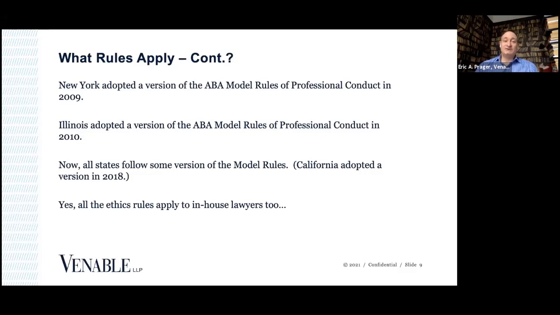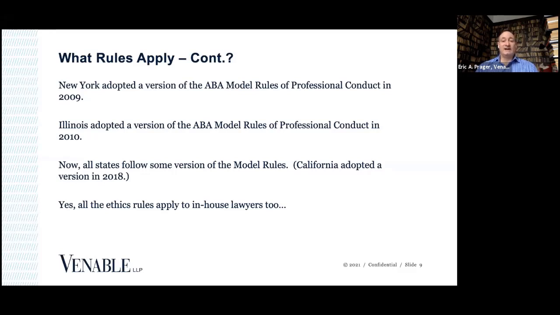So as I just mentioned, New York adopted the model rules in 2009. Illinois, my example in the hypothetical, adopted the model rules in 2010. The last state to enact the model rules was California, and that was a few years ago. So now all states are on the model rules platform, although each state has its own variations or flavor of it. And I know there are a number of in-house counsel who are attending the program as well.